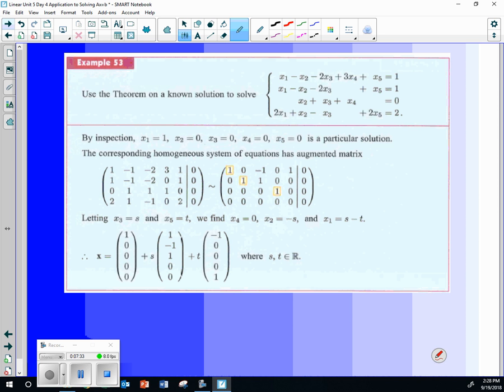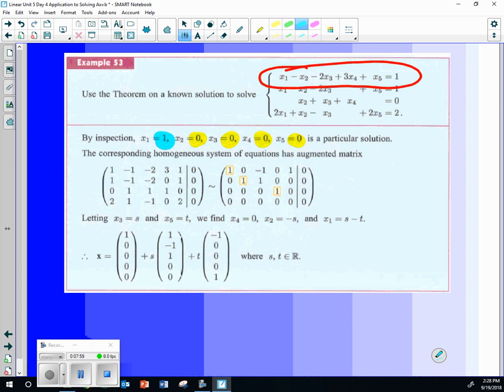So by inspection, just look at this top one. What would be the easiest way to get 1? Everything's 0 except x1, and that's what they did: 1, 0, 0, 0, 0. So would you highlight all of those zeros? And then I'm going to highlight this 1 here.